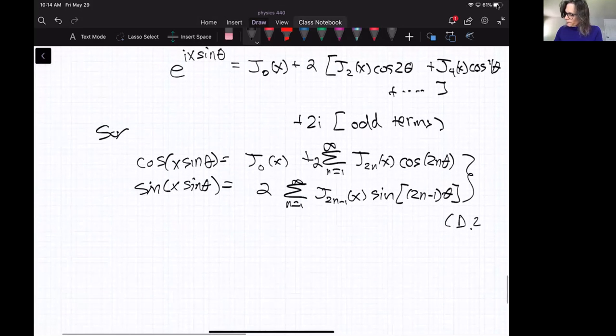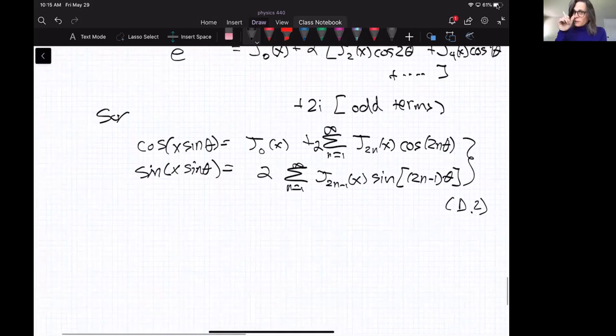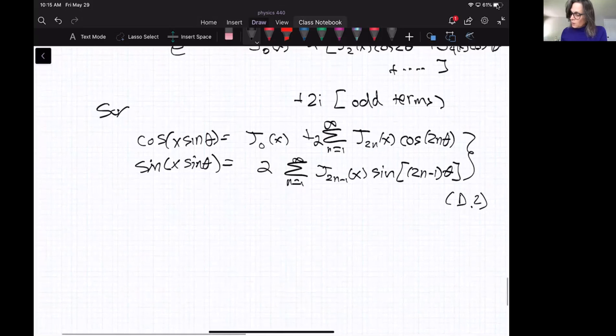All right, so what does this get us? Well, it gets us a way of relating the Bessel functions to trig functions. And if you use some of the orthonormal properties that the book discusses, you can simplify this pretty substantially. I'm just going to cut to the chase. So see 10.2 through 10.3, for example.